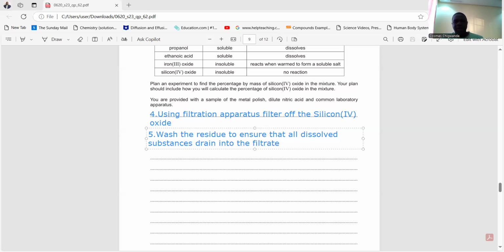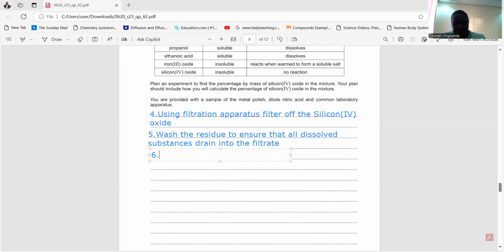So I now have my residue. I'm sure now that what has remained mostly is going to be silicon 4 oxide. Okay, what I'm simply talking about here, I'll just draw a diagram on the side, which is not necessary, but just for illustration purposes. Okay, right. And then I go on to number 6. Number 6, I prefer that you answer your question in this way so that you will be in a position to score the maximum marks here.